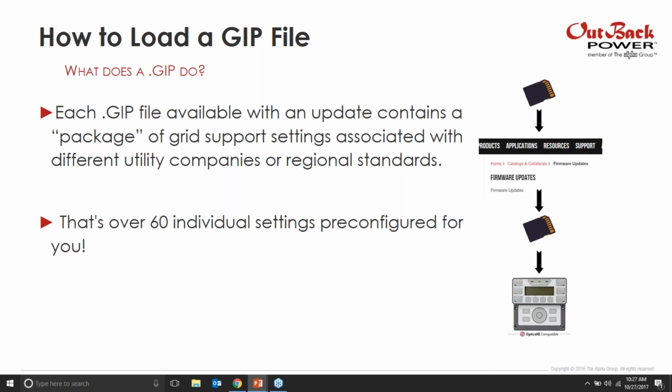Outback is providing what we call GIP files. Like I said before, a GIP file contains a package of grid support settings associated with different utility companies or regional standards. Otherwise, installers need to set up to 66 different settings in order to comply. That's a long time, and time is money, right? So a GIP file is like a configuration file, but it's specific to grid support settings.